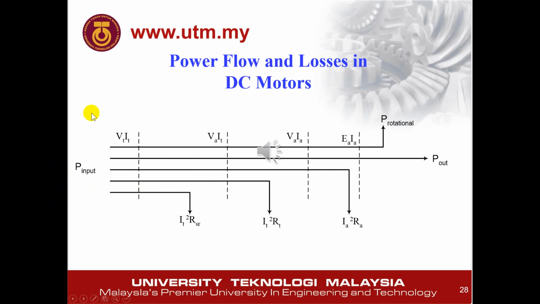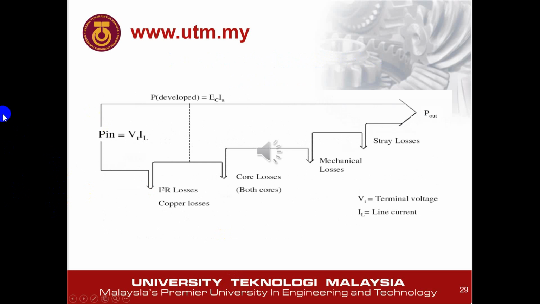So this one is much more clear. Okay, losses in the copper. Okay, this one is the losses in the winding. Core losses, for both core, either in the stator or rotor. Mechanical loss, okay, friction or other losses. So try to memorize these types of losses. Just a surface, no need to go into detail.